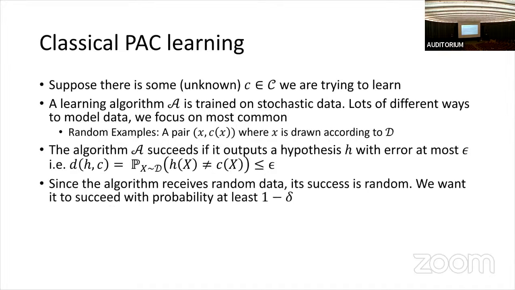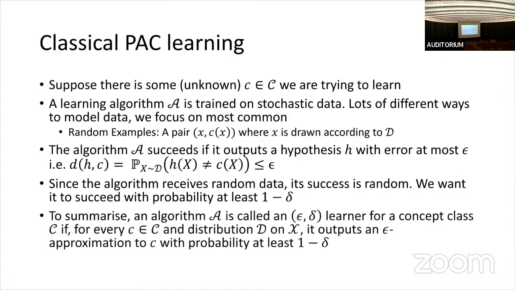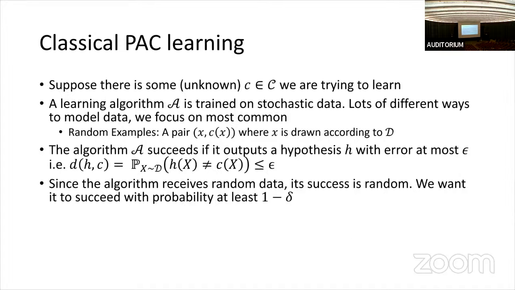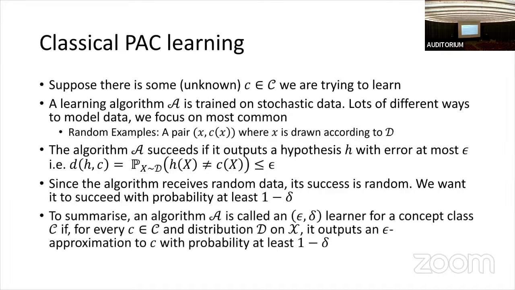Because the algorithm is receiving random data, the output of the algorithm is a random variable in and of itself, and we want that algorithm to succeed with probability at least 1 minus delta. I probably should have said PAC stands for probably approximately correct learning. The "probably" is that with probability at least 1 minus delta, and the "approximately correct" is that your output is correct most of the time.